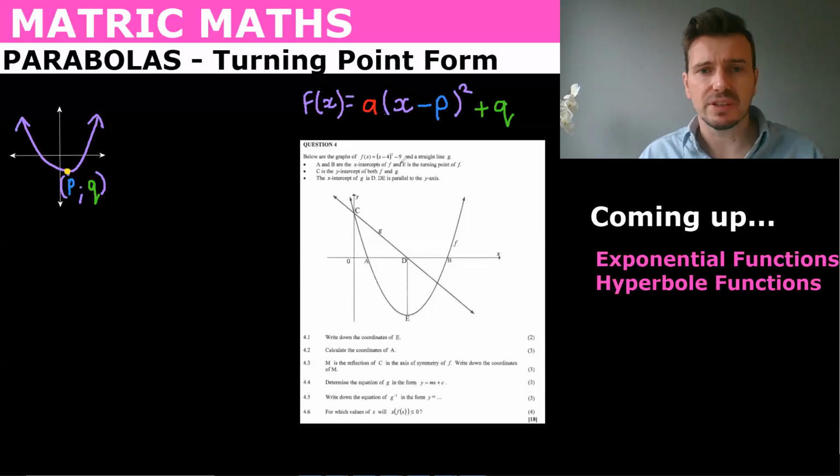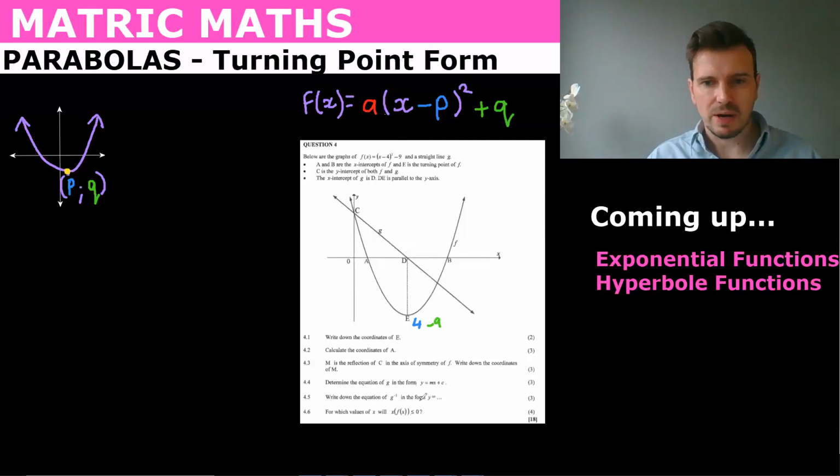So what we're given is the turning point. We're given the turning point formula, and so we can sub in. We already know that E, which is the turning point, is going to have the x value of 4, because it's minus 4, so it's the other way around. And then the y value is going to be minus 9. So we already know this point.